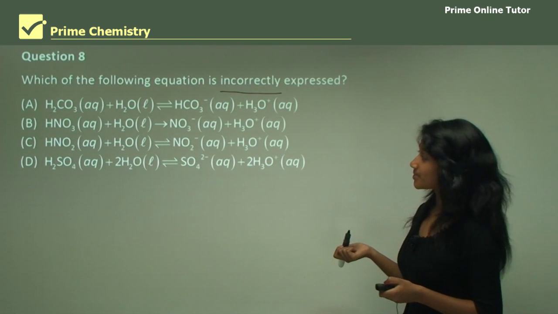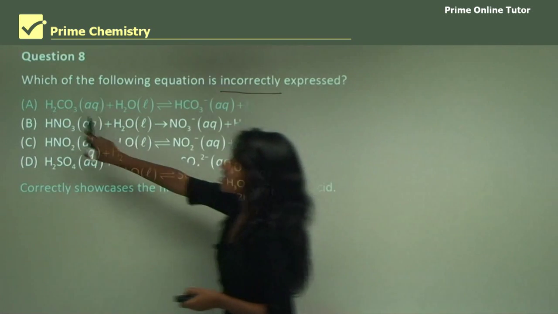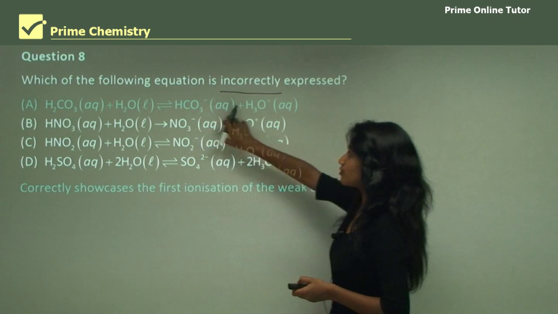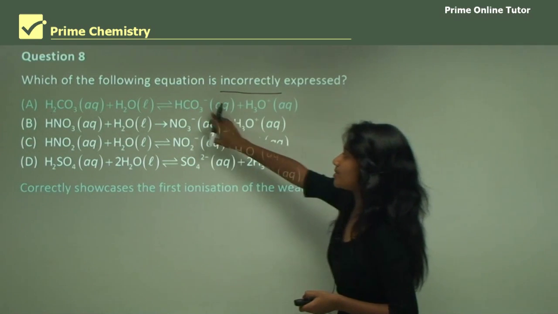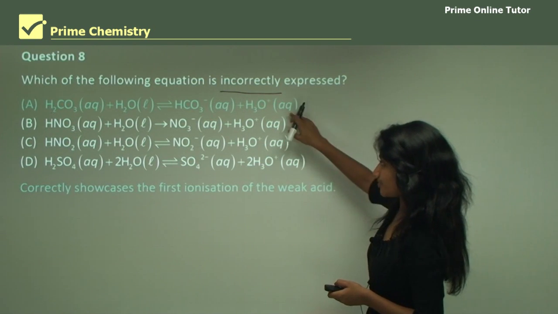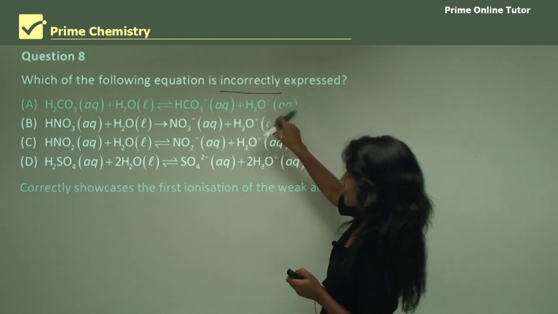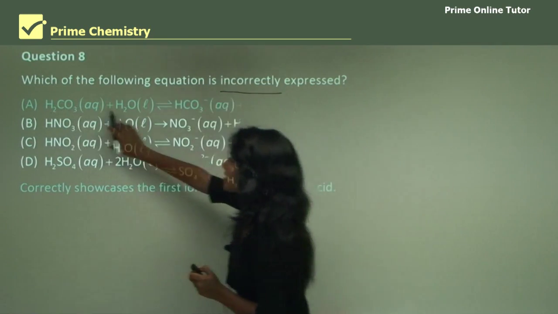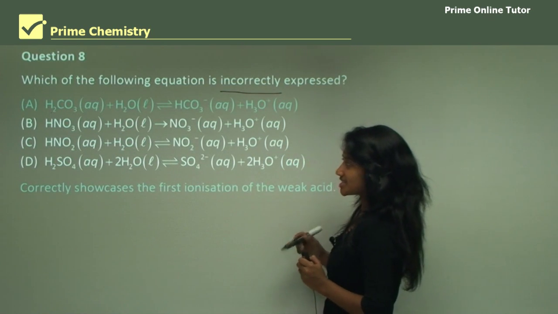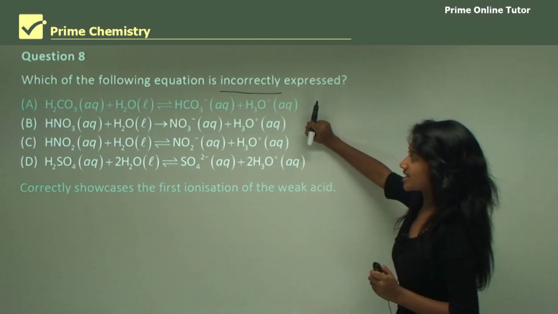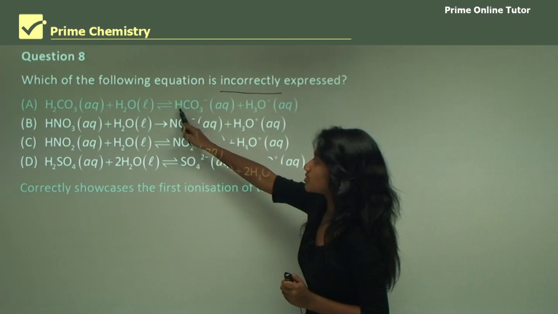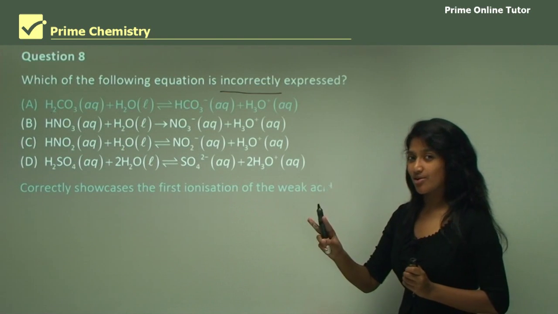We have option A. We have H2CO3 plus water reacting to form the carbonate ion, and also a hydronium ion. So here we have an equilibrium reaction. Is it correct? Yes, it is. Because carbonic acid is a weak acid, this is correct. And this is a first ionization reaction. As you can see, it's only losing one of the hydrogens because it's a diprotic acid.